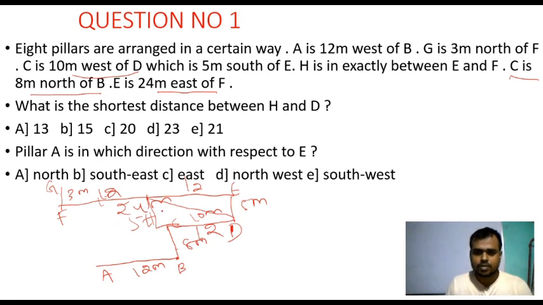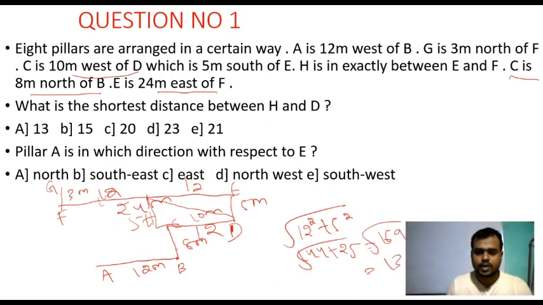Now this is a right angle triangle, so according to Pythagoras theorem, it is square root of 12 square plus 5 square. That means square root of 144 plus 25, which is square root of 169, that is equal to 13. So the answer is 13. That is option number A.